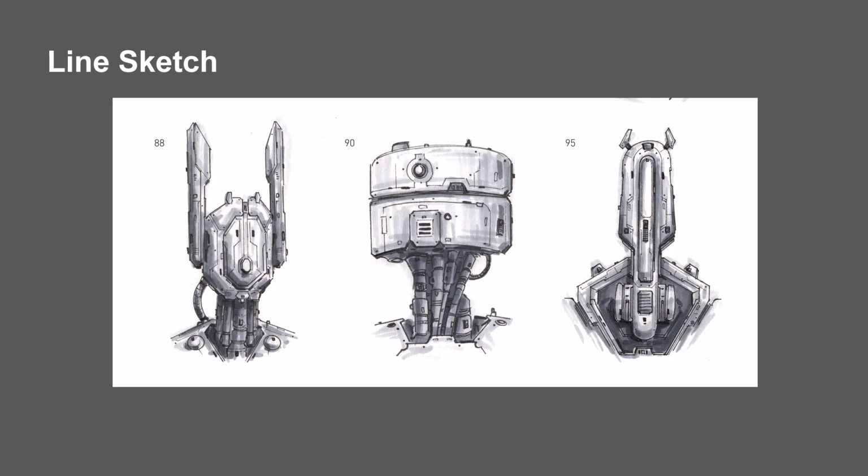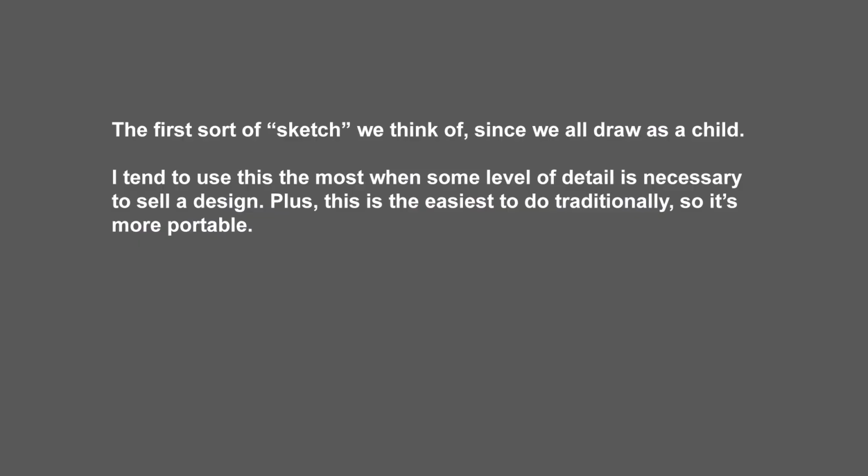So the next type we have is line sketches. Line sketches are the first sort of sketch that we tend to think of, since we all drew as a child, and when you're drawing with pencil and paper, you are making lines that then form shapes and designs. I tend to use this most when some level of detail is necessary to sell a design. Plus, this is also the easiest to do traditionally, so it tends to be more portable to make these little sketches.